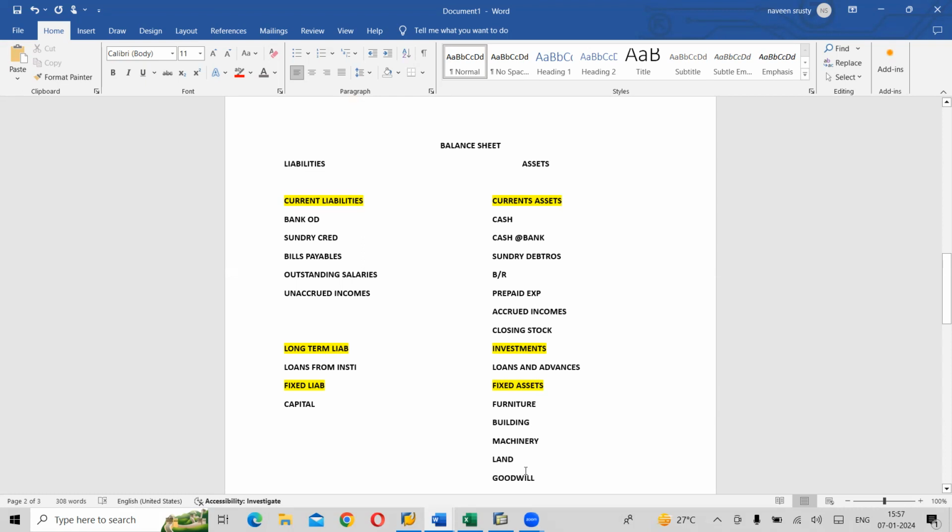First, fixed assets. Under that, the first asset shown will be goodwill, in any order, and the last would be furniture. Then investments as they are, and under current assets, the first item would be closing stock and the last item would be cash. The order will be extremely opposite. And on the liability side, the least urgent payment will be shown first and the most urgent payment will be shown last. Understood, everyone? The order would be completely reversed.